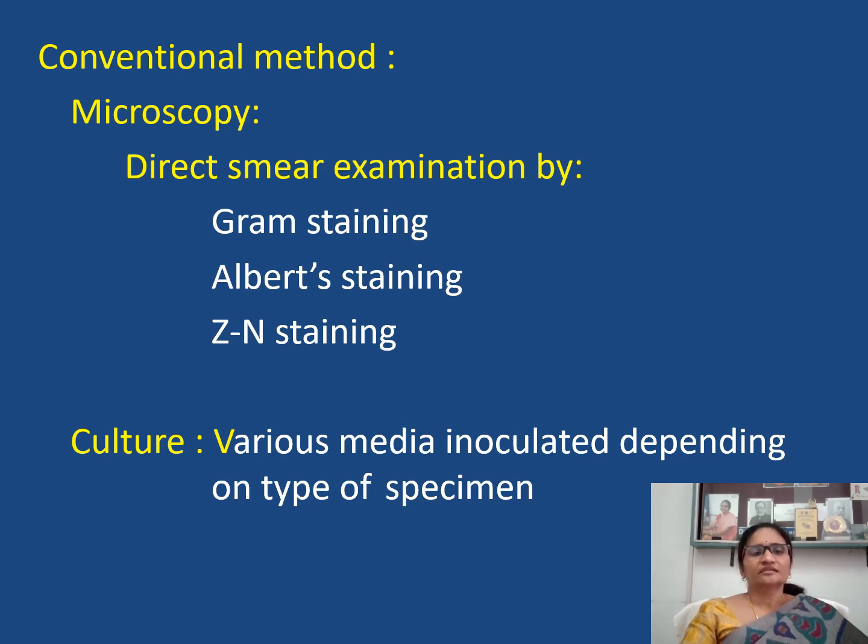In that, direct microscopy is there. That means we collect the sample and then we can prepare a smear on a glass slide and then we can stain them by different staining techniques like Gram staining, Albert staining or Ziehl-Neelsen staining technique depending upon the clinical sample. And then we can observe the bacteria directly under the microscope. Right? But with this, we can identify only the morphology of bacteria.